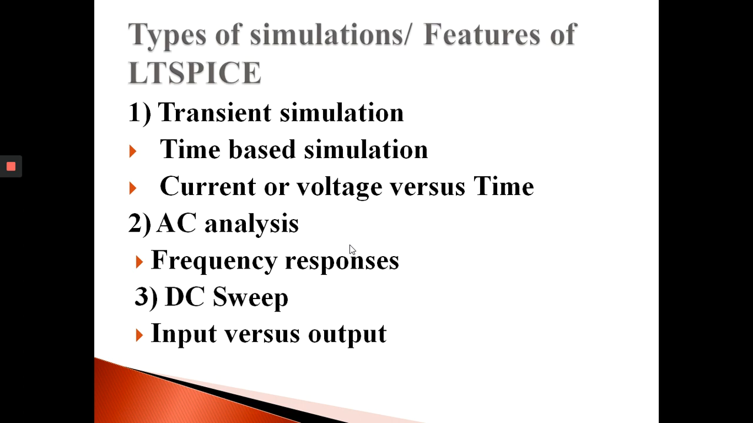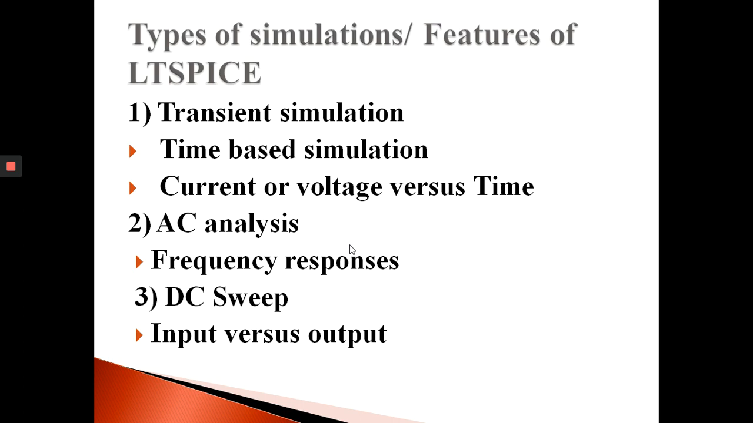Transient simulation is used for getting outputs which I want in terms of current versus time or voltage versus time. They are time-based simulation, whereas AC analysis is used to obtain frequency responses. DC sweep is used to get outputs where I need input versus output or DC transfer characteristics.